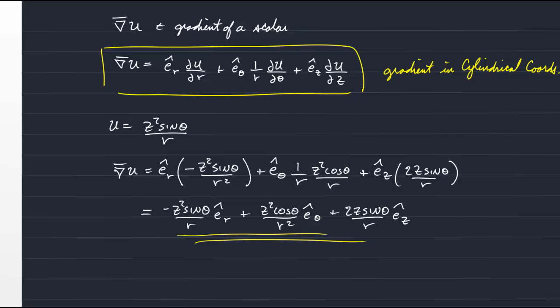Now, let's consider doing the same in Cartesian coordinates. In Cartesian coordinates, u would be described as z squared, and then sine theta, again, was y over r, and so we have a 1 over r squared, and that's equal to z squared y over x squared plus y squared. And this is a bit more cumbersome.